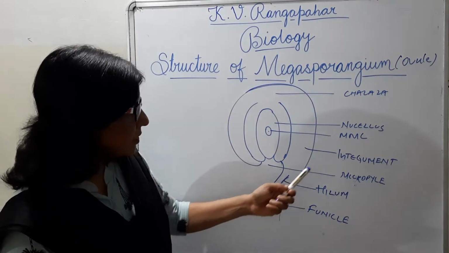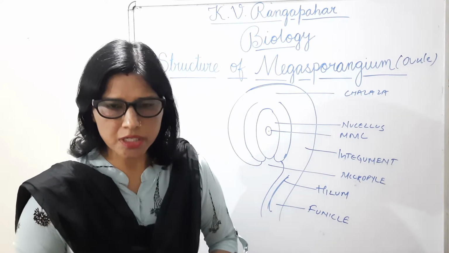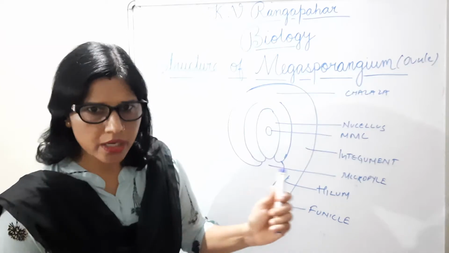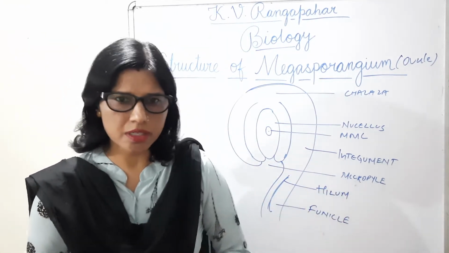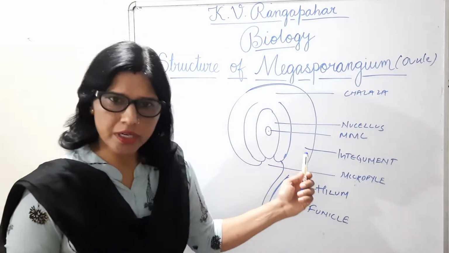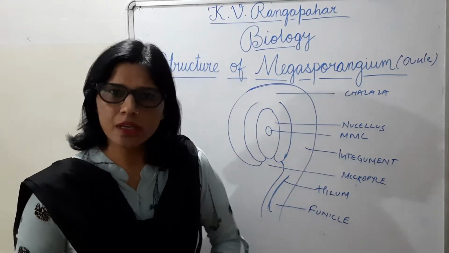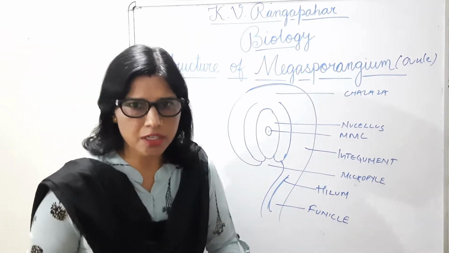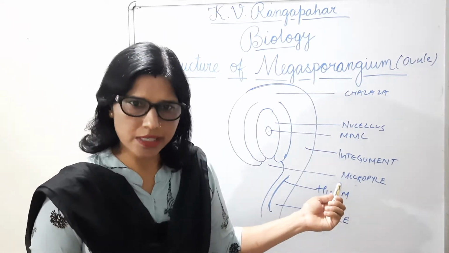Next part to the hilum is integuments. Integuments are protective in function, and this may be either 1 or 2 in number. If it is 1, then we can call it as unitegmic ovule, and if it is 2 in number, it is called as bitegmic ovule. After the fertilization, these integuments give rise to the seed coat, and seed coat is protective in function in the seed. So this is the part which develops into the seed coat.